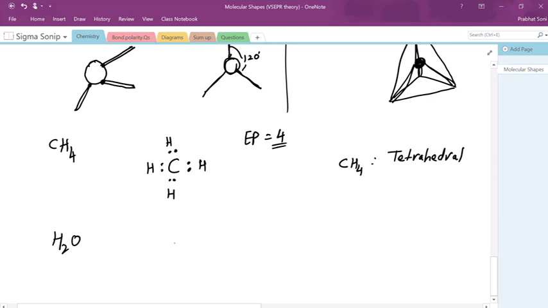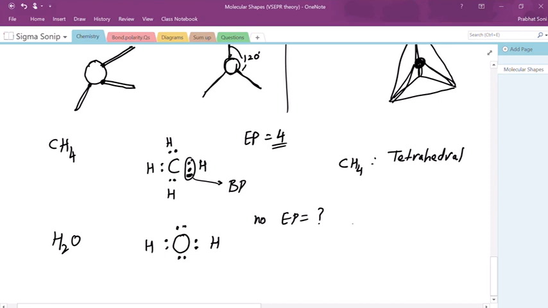So let's draw the electron dot diagram of water first. We know that the electron dot diagram of water looks like this. Then you have 2 lone pairs here. I just use the terminology that we learned in previous videos. That is a bonded pair, and this is a lone pair. So let me ask you, how many electron pairs are there in the case of water?